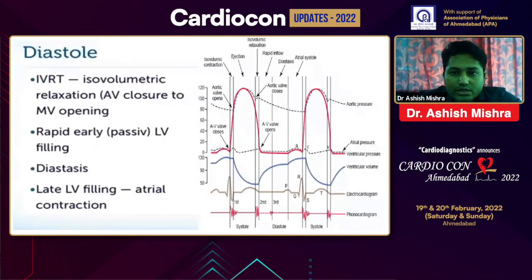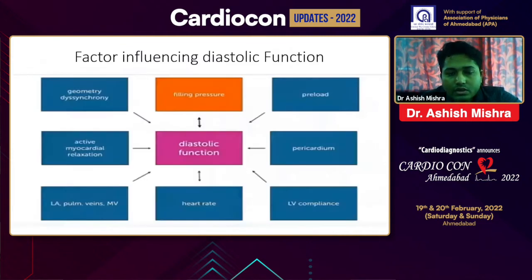These are the typical phases of diastole, which start with isovolumetric relaxation, then rapid early passive LV filling, then diastasis, and then atrial contraction, which contributes to the late LV filling. We should also know that there are various factors influencing the diastolic function of the heart. These are typically preload, LV compliance, heart rate, active myocardial relaxation, LV geometry, LV dyssynchrony, LV filling pressure, and also the interaction with the pericardium and the LA, pulmonary veins, and mitral valve pathologies.